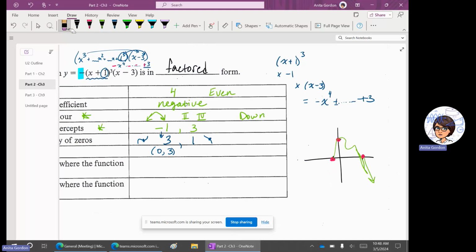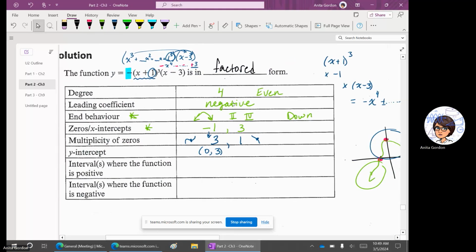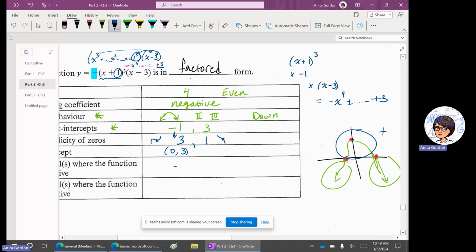But at -1 we have, oh dear, multiplicity of 3. So I'm going to come down and it's going to squiggle through there. Either way, I know that it's pointing down and these are my two intercepts and that is my y-intercept. So this is where it's going to be negative and this is where it's going to be positive. So let's write what that looks like. Where is it positive? It is positive between my x-intercepts.